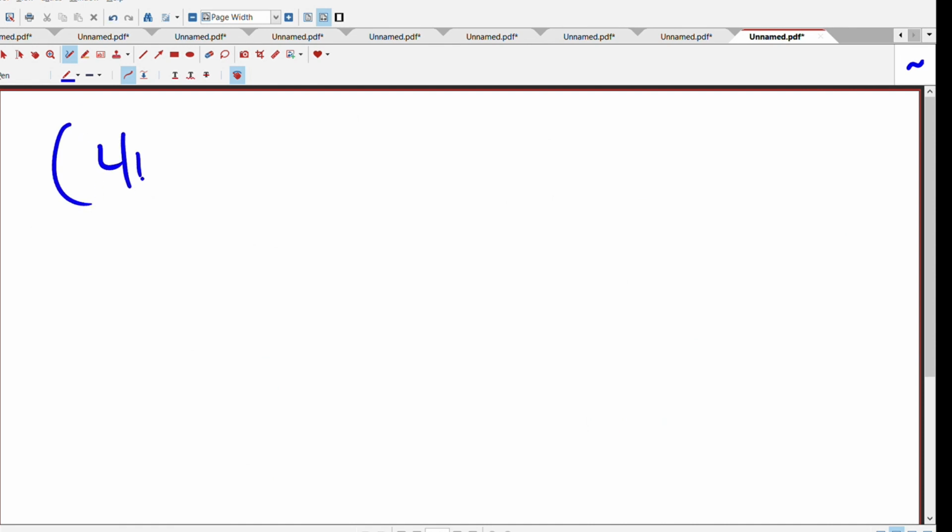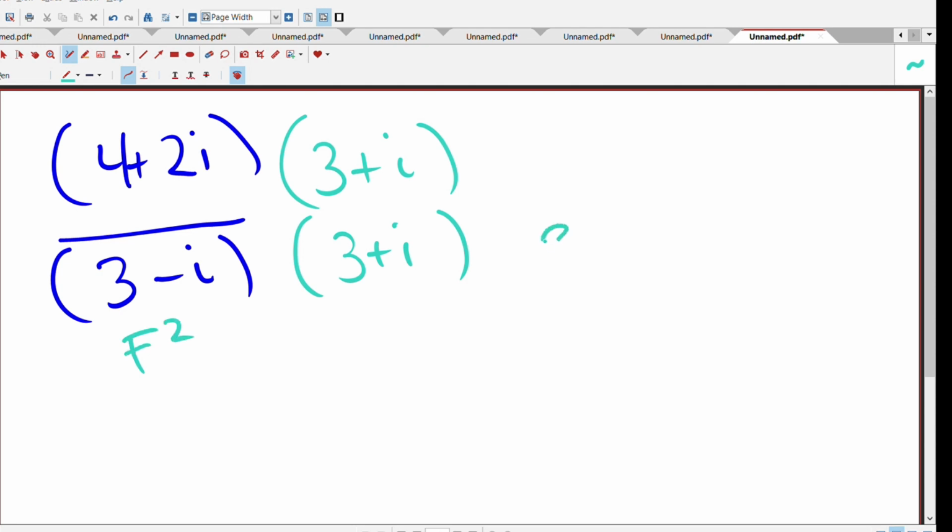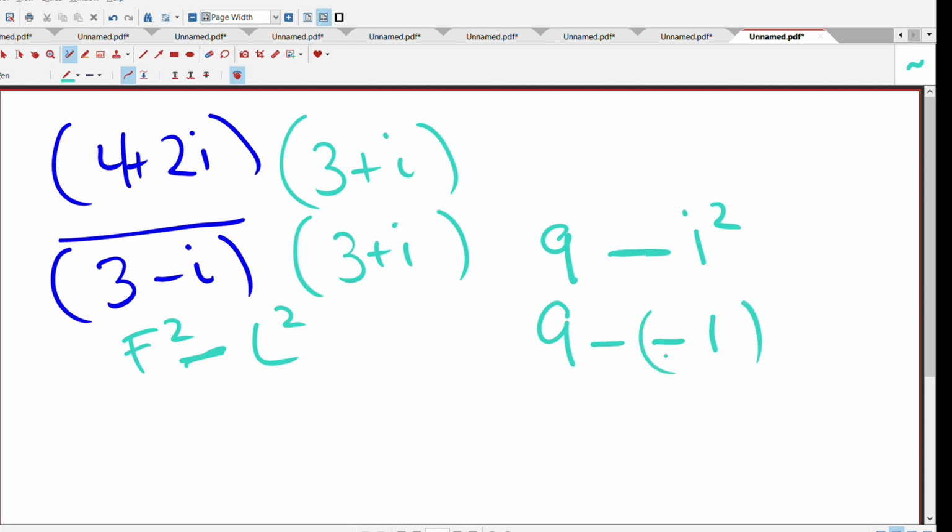I'm going to do a binomial over a binomial. Well, the conjugate is change the middle sign. We want to get rid of the i in the bottom. The top is fine. I'm going to do first squared, which is 9. Then I'm going to put down the minus. Then I'm going to do last squared, which is i squared. And I know i is -1. So 9 minus -1 becomes 10.